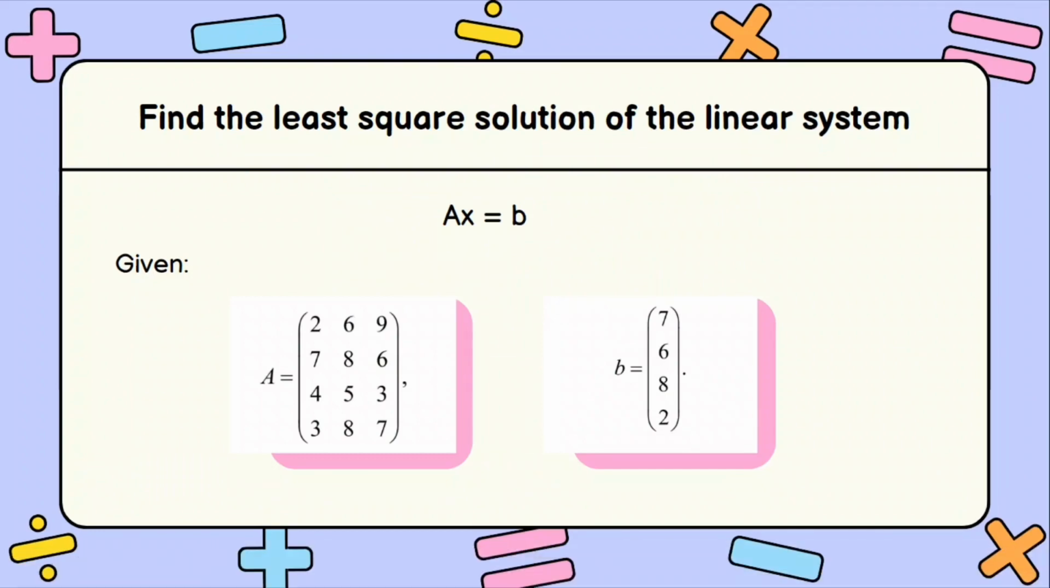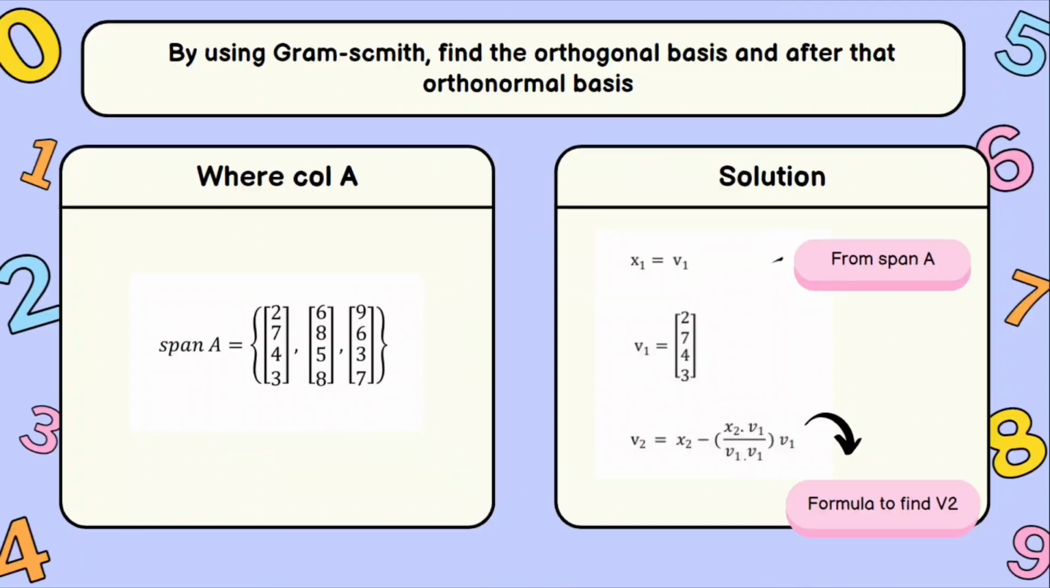Good day. Today our group would like to present how to find the least square solution of the linear system. Given Ax equal to B, where matrix A has row 1 equal to 2, 6, 9, row 2 equal to 7, 8, 6, row 3 equal to 4, 5, 3 and row 4 equal to 3, 8, 7. And given B is equal to 7, 6, 8, 2.